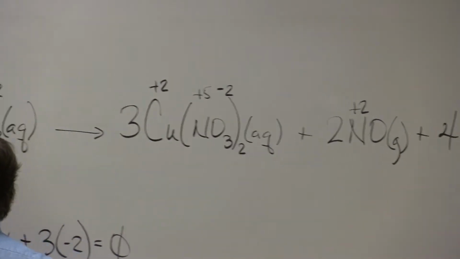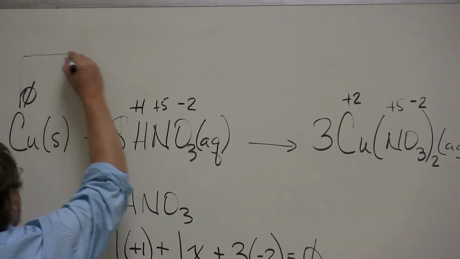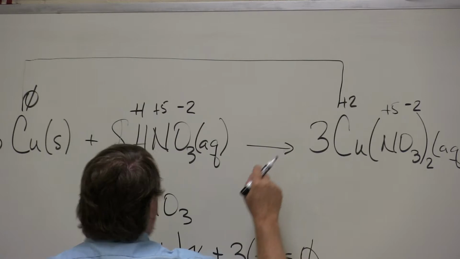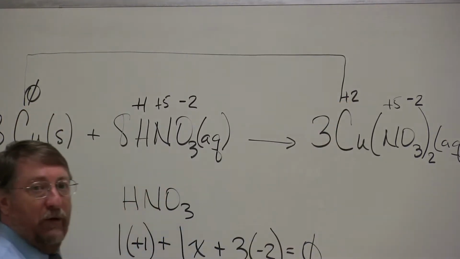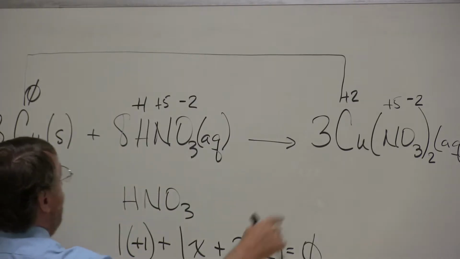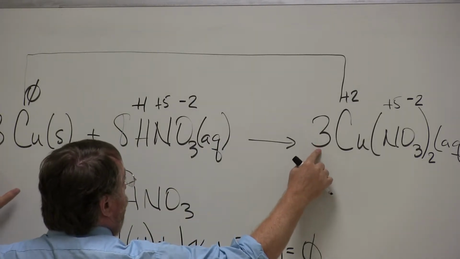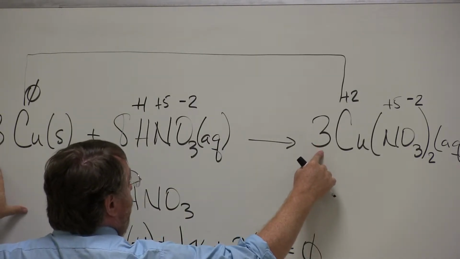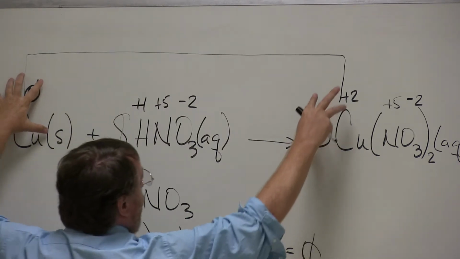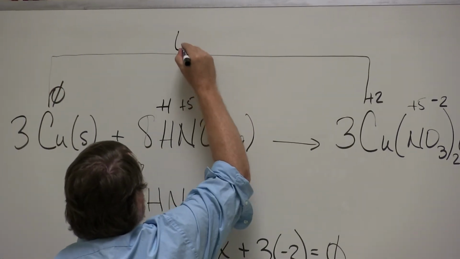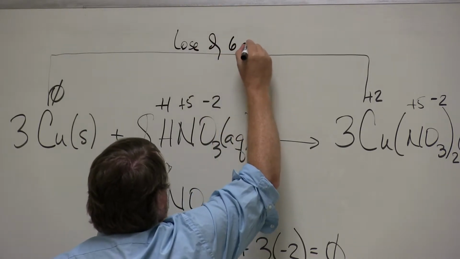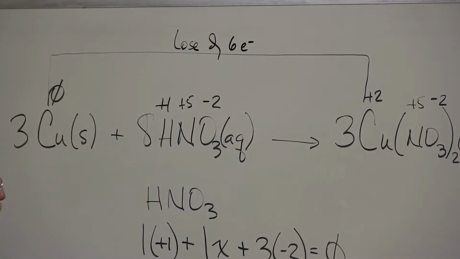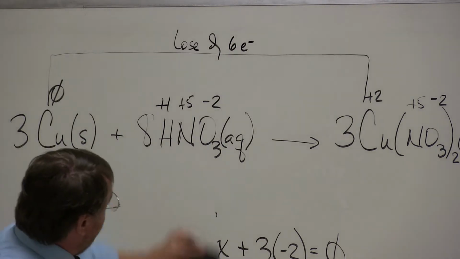So now we can determine our redox. Copper, going to copper +2. Starting at 0, moving to +2, that's the loss of 2 electrons. But how many copper atoms are doing this? 3. So effectively we're going from 0 to +6. That's the loss of 6 electrons. So we lost 6 electrons there.